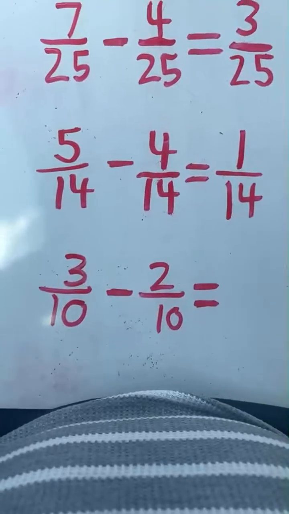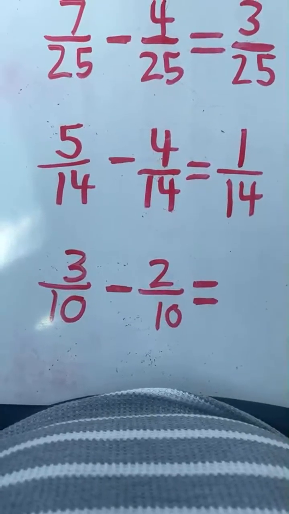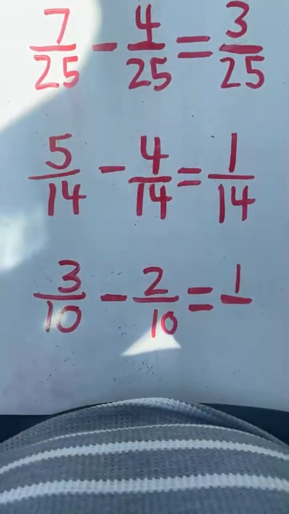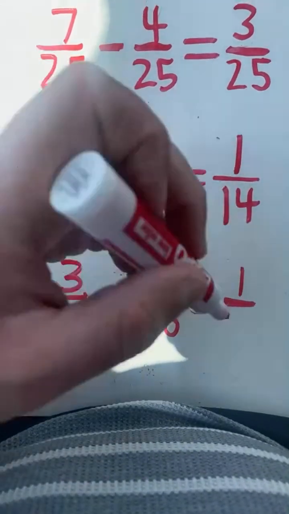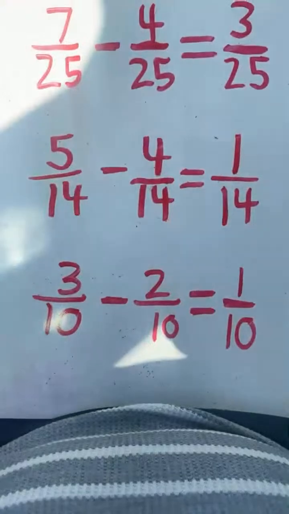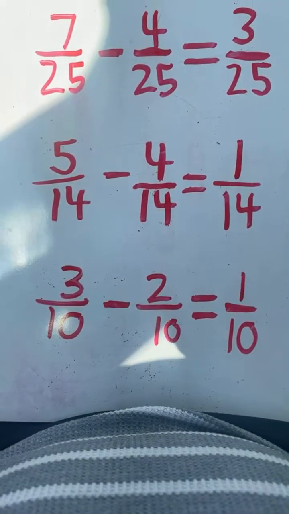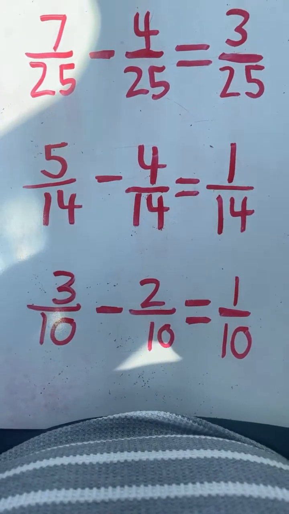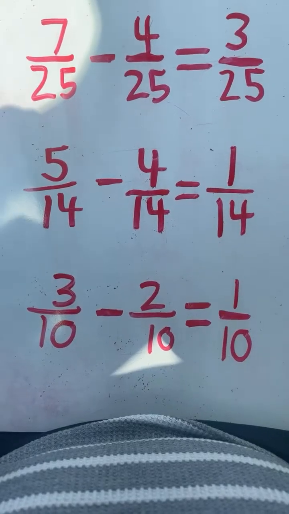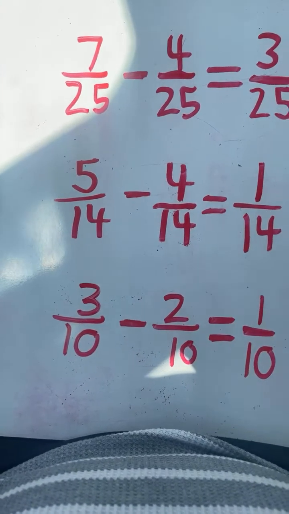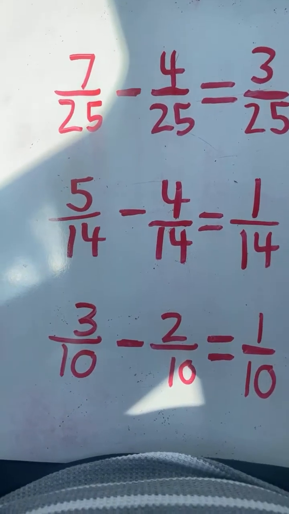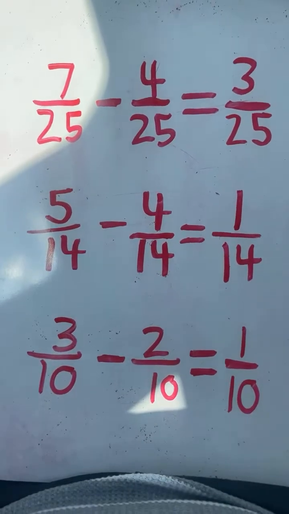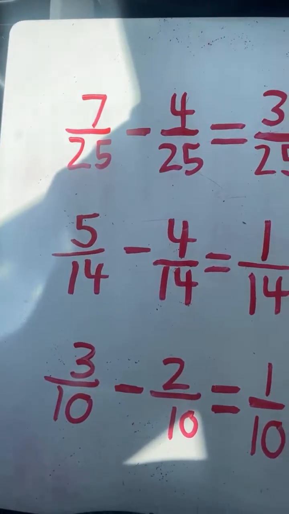All right. Next problem, 3/10 minus 2/10. 3 minus 2 equals 1. Our denominator is 10 for both the fractions we're subtracting, so our denominator is going to be 10 in our answer. All right, so 3/10 minus 2/10 equals 1/10. All right, moving on to the next set of problems.